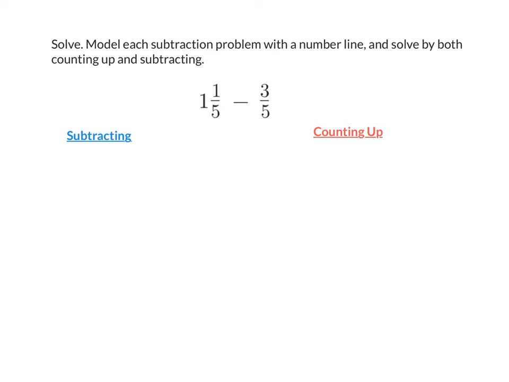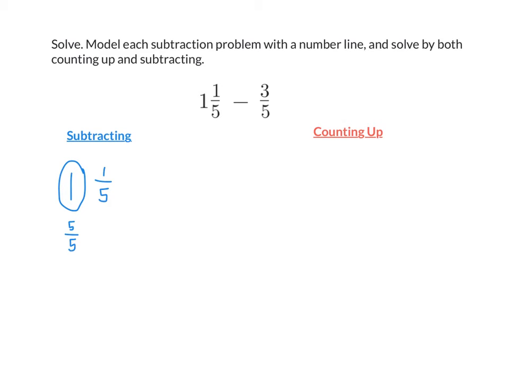Go ahead and write 1 and 1/5 minus 3/5. Now, when I have 1 and 1/5, to subtract, I have to make it into an improper fraction. Right now, it's a mixed number. 1 is the same as how many fifths? It's the same as, Swarnima?